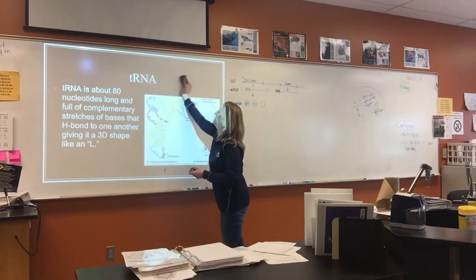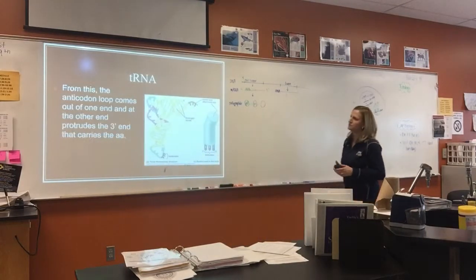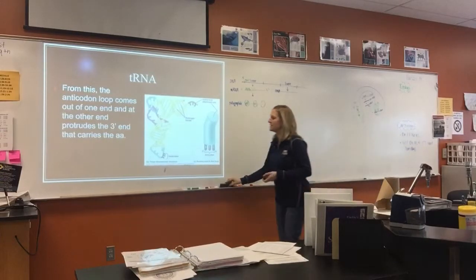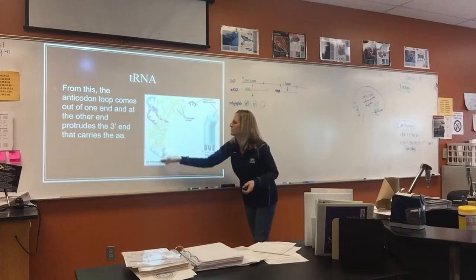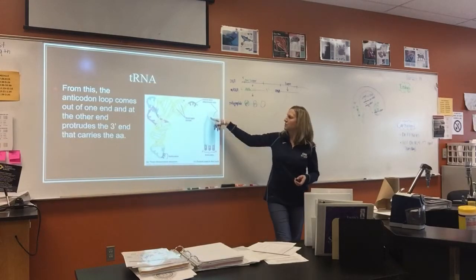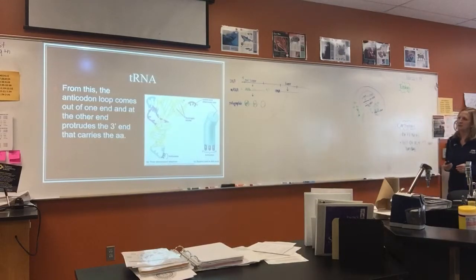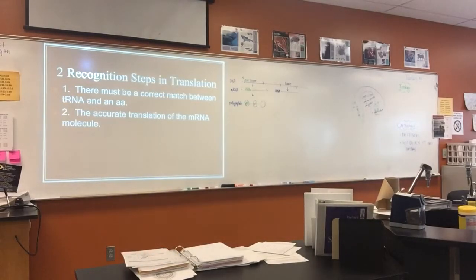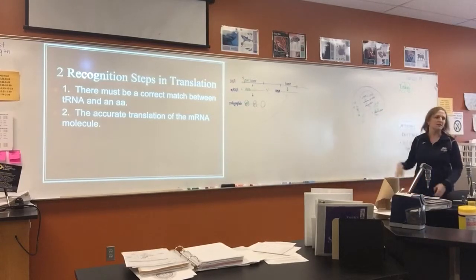And so we already talked about this here. From this, the anticodon loop comes out of one end. So this is the loop that they're talking about. So it's drawn like this on ours. And it has the 3' end that has the amino acid attachment site. All right, so let's look more specifically at what's happening here in this slide.